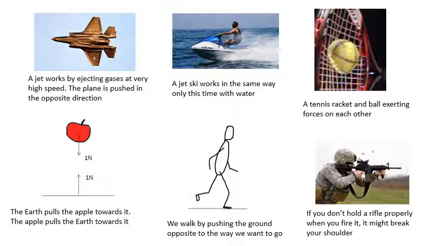And then lastly, bottom right, firing a weapon. Okay, if you hold a rifle, if you don't hold it properly, then you're going to break your shoulder. Now, why? Well, there's a big force acting on the bullet. So there's a big force acting on the rifle. It's called a recoil. And if you're not holding that rifle nice and snug, then you're going to break your shoulder. And it's all about Newton's third law.